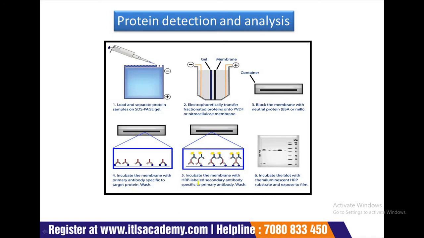In this detection method, you can see here in this picture, the bands of specific bound proteins are visible here. These are the markers and these are the specific bound protein bands.